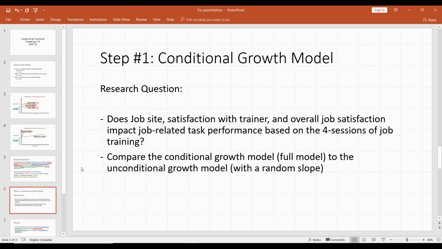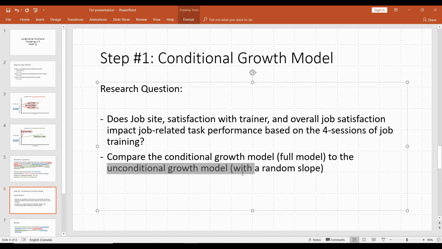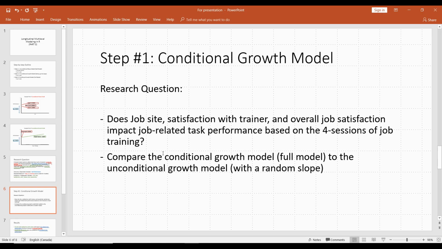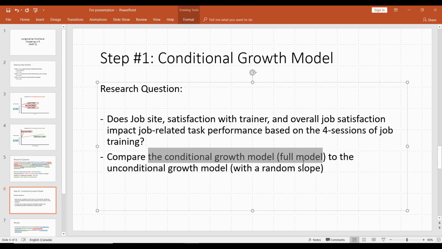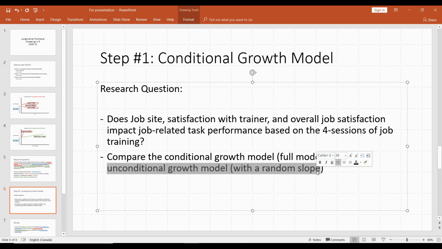So the research question is very simple. Does job site, satisfaction with trainer, and overall job satisfaction impact the training and the job performance that employees took part in? Similar to the last video, we're going to create the model and then compare it to the last version of the model. So in video 2, we compared the unconditional growth model with a fixed and random slope to the unconditional means model from video 1. In this video, we're going to compare the full model, which includes all the predictors, to the unconditional growth model with a random slope from video 2.